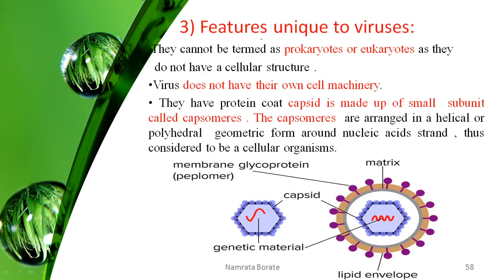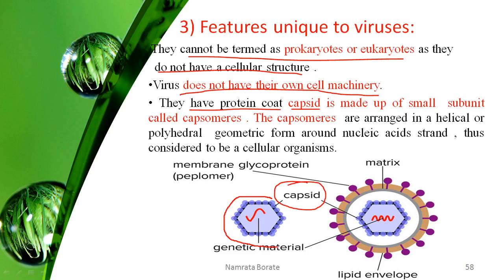Some interesting characteristic present in the virus: it cannot be termed as prokaryote or eukaryote, as they do not have the cellular structure. The virus does not have its own cell machinery. But a significant characteristic is that they have the protein coat. That protein coat is the capsid, and this capsid consists of smaller subunits called capsomeres. These capsomeres are arranged in helical or polyhedral geometric form around the nucleic acid strand. Thus, they are considered to be acellular structures.